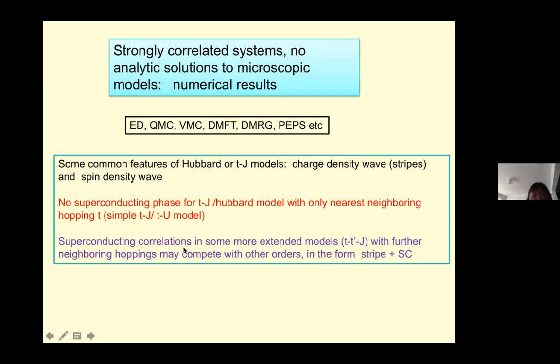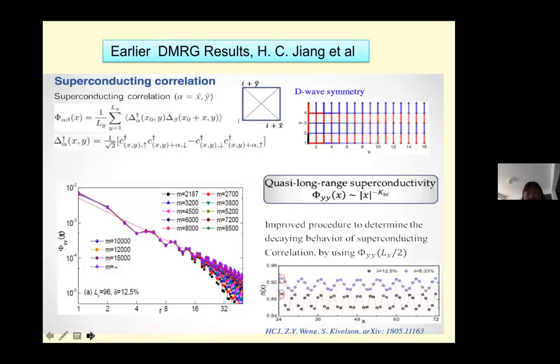Then there are superconducting correlations in some more extended models, sometimes called the t-t'-J or t1-t2-J model, with further neighbor hopping. In that extended model, superconductivity can compete with other orders, in the form of stripe and superconducting coexisting. So let's look at some detailed numeric results.